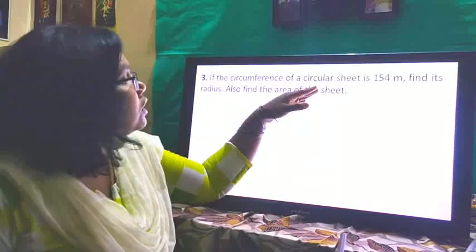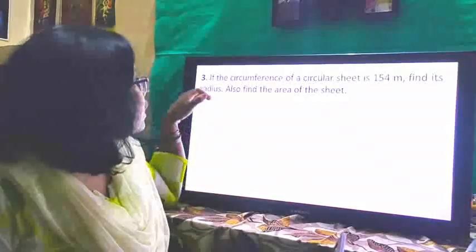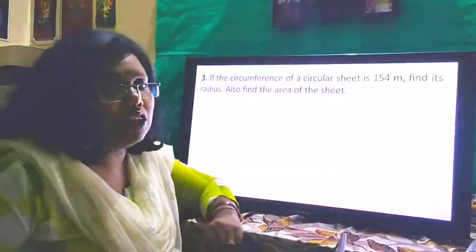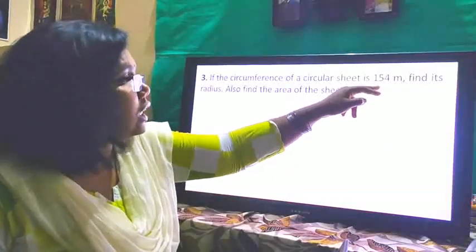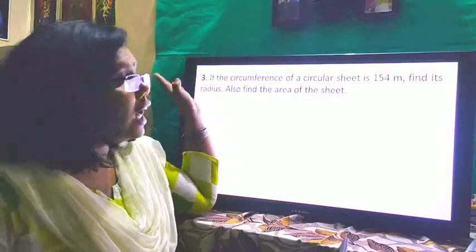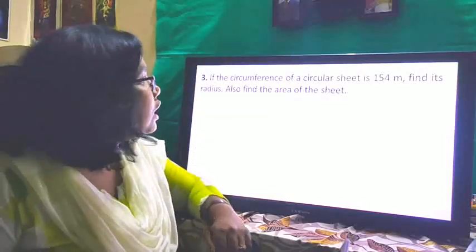If the circumference of a circular sheet is 154, find its radius. Also find the area of the sheet. Here we have the circumference. Using that, first we have to find the radius, and using that radius we have to find the area.